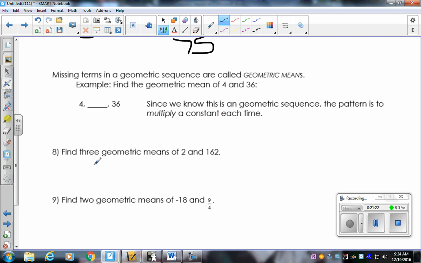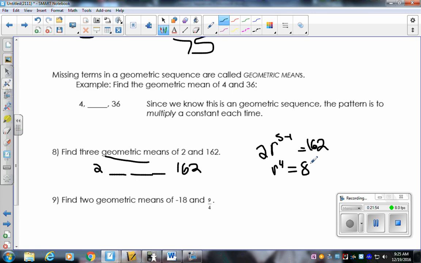Okay, so we're finding 3 geometric means, 3 blanks to 162. So same thing, set up your explicit formula. First number, we're trying to find the common ratio. I've got 1, 2, 3, 4, 5 terms, so 5 minus 1, and that equals the last term I have, 162. We spent time solving these equations earlier in the school year. Okay, so I can divide both sides by 2 because I want to isolate the variable. So I've got r to the 4th equals 81.